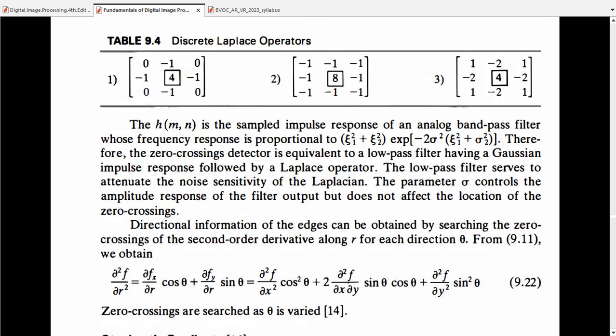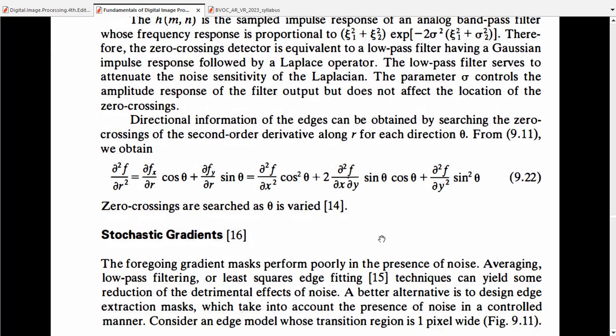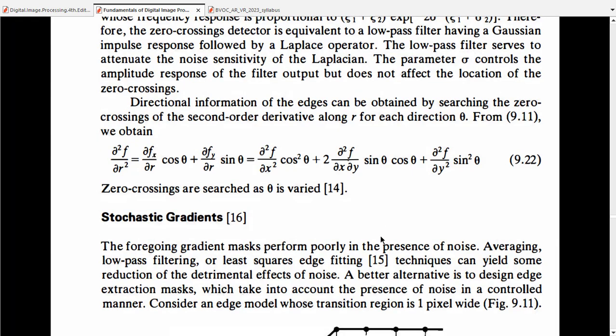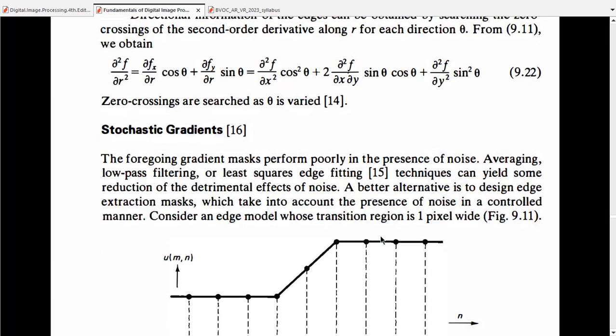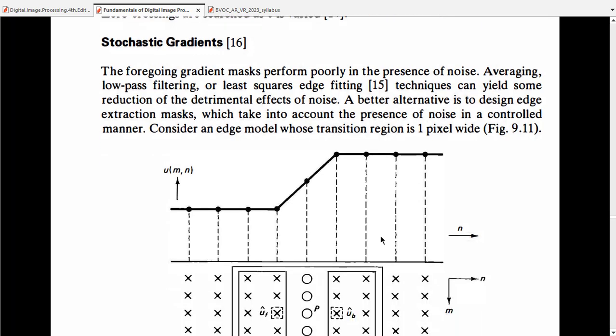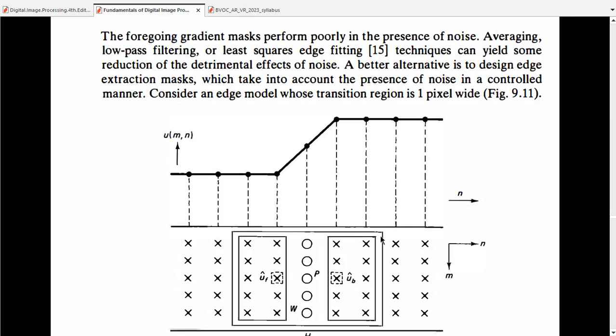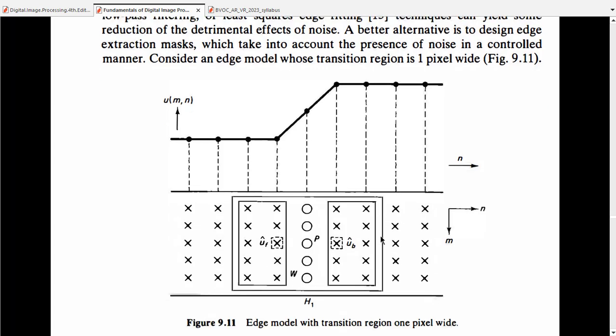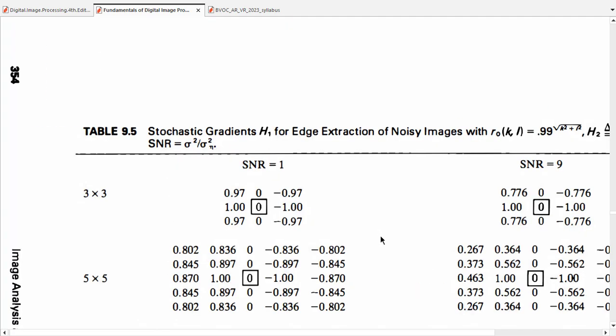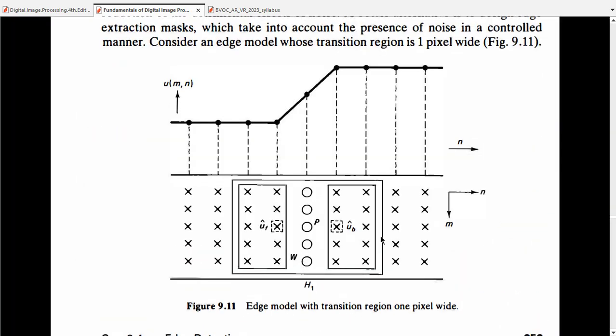Here we have the discrete Laplacian operators, along with zero crossing and the second order derivative, along with the direction between this data. So many gradients are there. Here we have the stochastic gradient. The foregoing gradient masks perform poorly in the presence of noise. Averaging and low pass filtering are applied to control the noise. So this is an edge model with the transition from one region to another via a pixel.